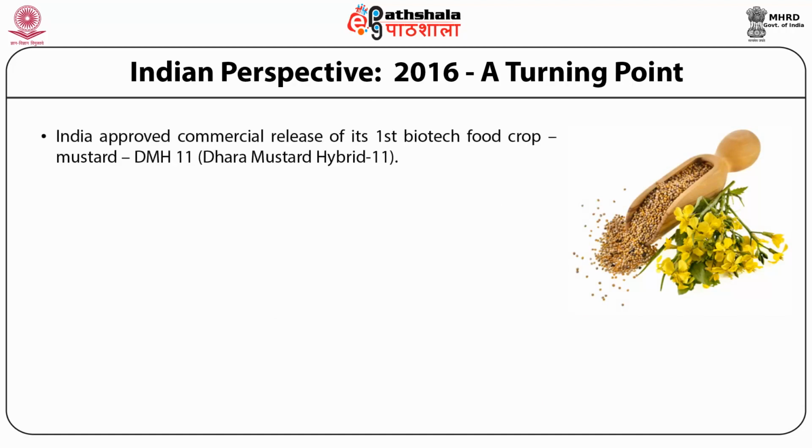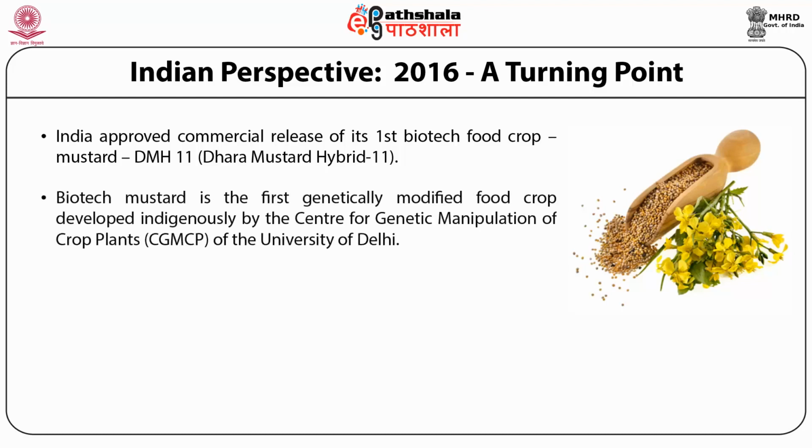India approved the commercial release of its first biotech food crop, mustard, known as DMH11, or Dhara Mustard Hybrid 11. This mustard is the first genetically modified food crop developed indigenously by the Centre for Genetic Manipulation of Crop Plants, CGMCP, of Delhi University. This biotech mustard is a high yielding variety, so it will provide a solution to the farmers who are suffering from low yielding plants.